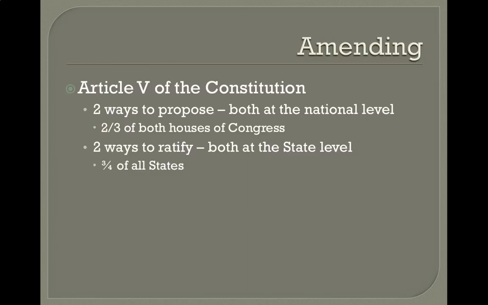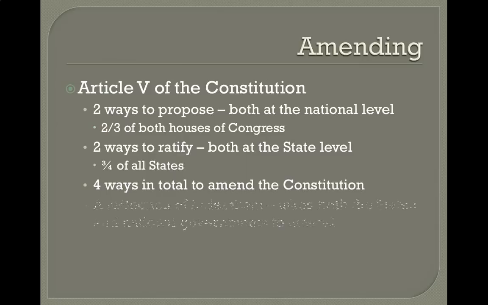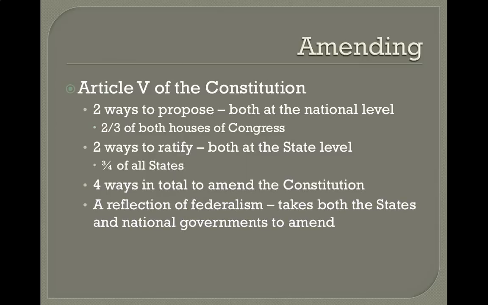So there are two ways to ratify, or formally approve, this, and it takes 3/4 of all of the states. So there are two ways to propose. Both of them take place at the national level with 2/3 votes of Congress. Then there are two ways to ratify or approve it, and both of those take place at the state level, and they both deal with 3/4 of the states wanting to do this. So in essence, if you take a combination of the two ways to propose and the two ways to ratify, there are actually 4 ways in total to amend the Constitution.